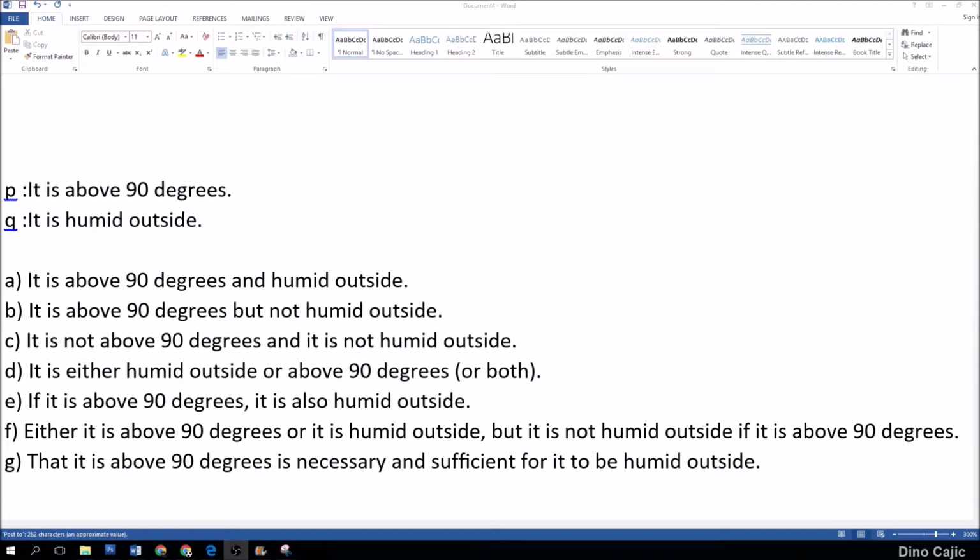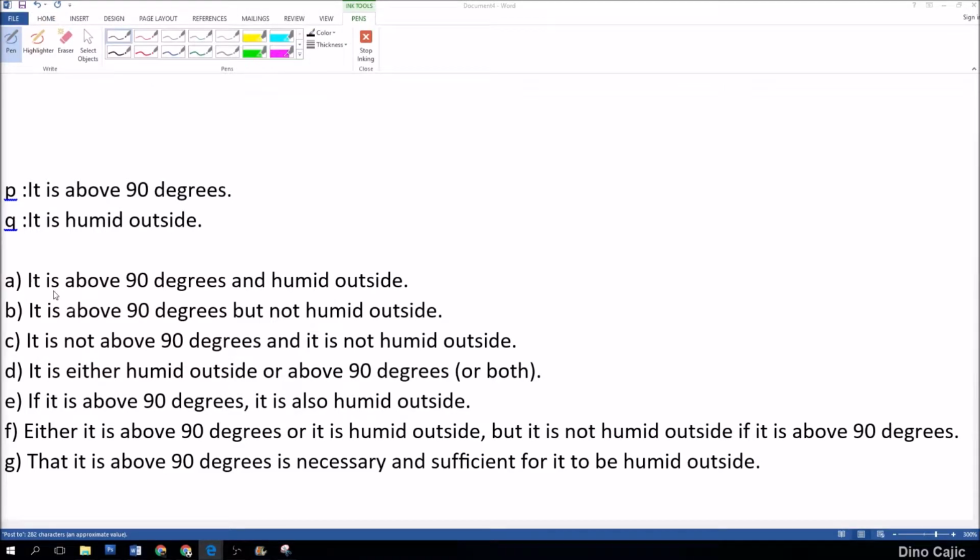Let's continue on with working on a few examples. So in the first example, let P and Q be the following propositions. P, it is above 90 degrees, and Q, it is humid outside. And basically what we want to do is to write these propositions using P and Q and any logical connectives.